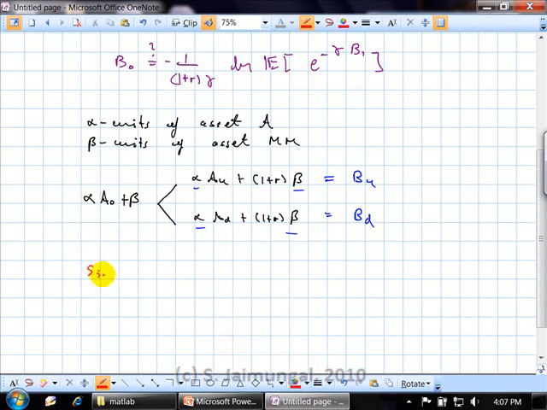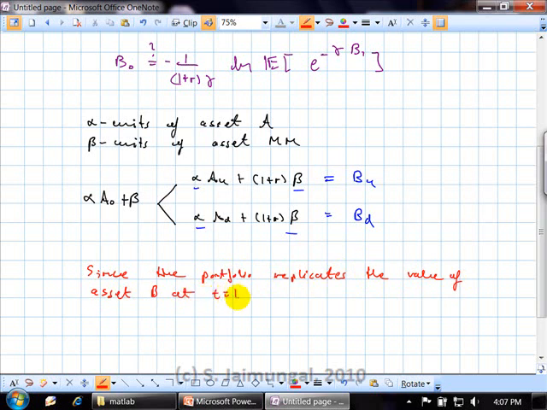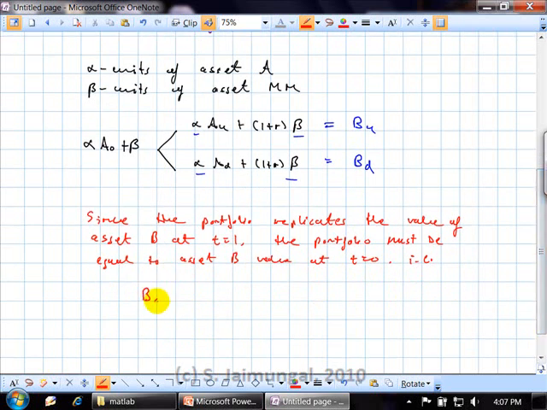We say that since the portfolio replicates, this is called replication, okay? The portfolio replicates the value of asset B at t equals 1, the portfolio must be equal to asset B value at t equals 0, i.e. B0 must be equal to alpha A0 plus beta, otherwise there is an arbitrage.